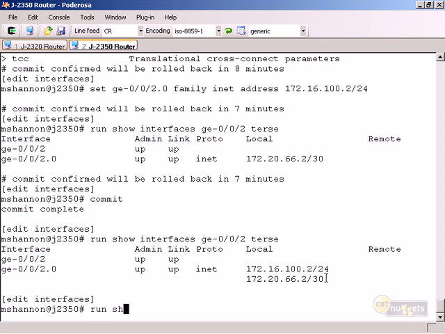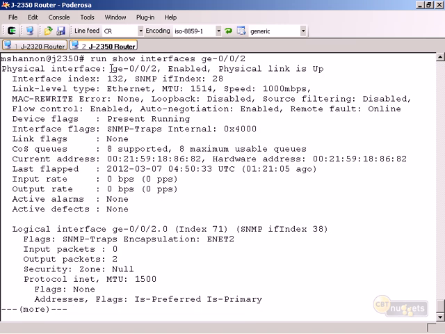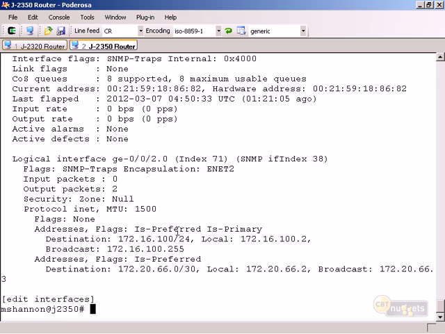If we do a run show interfaces ge-0/0/2, what we're going to see here is this. Physical interface, it's enabled, link is up. If we come down here though, look at these addresses. Notice that we've got 172.16.100/24 is preferred and is primary. And then we have 172.20.66/30 that is preferred, obviously, for that network.